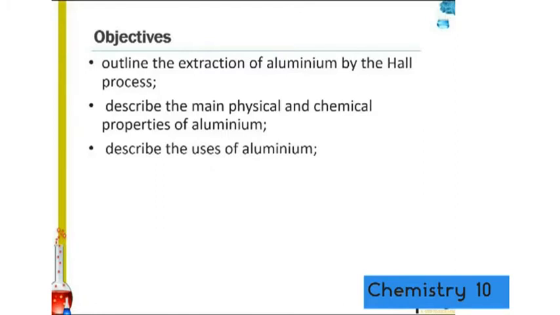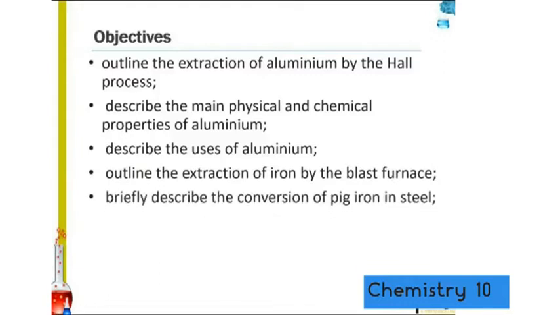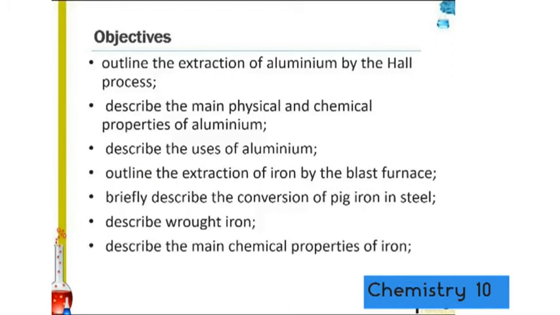You should be able to describe uses of aluminum and outline the extraction of iron by the blast furnace, while briefly being able to describe the conversion of pig iron into steel. You should also be able to describe what wrought iron is and describe the main chemical properties of iron.